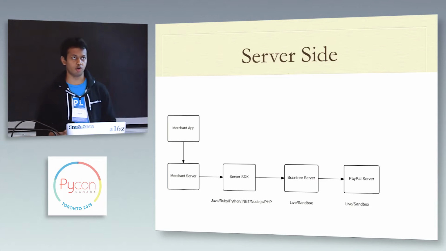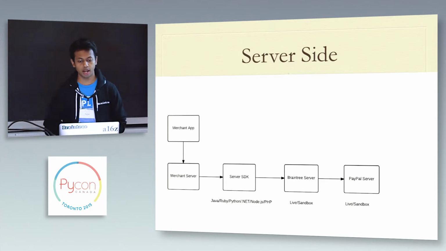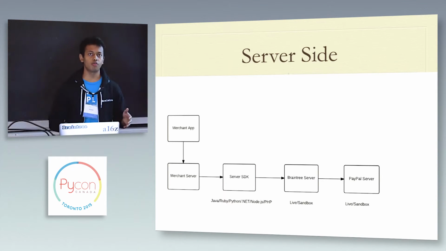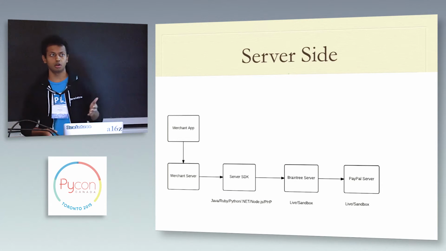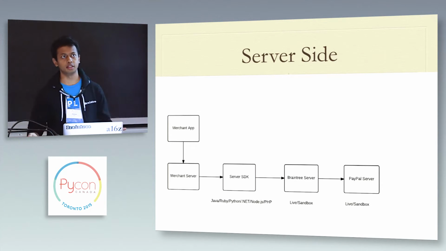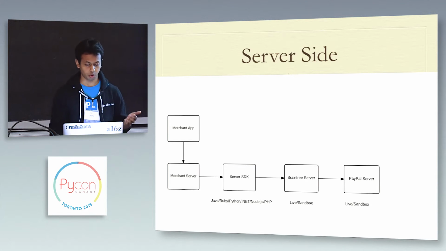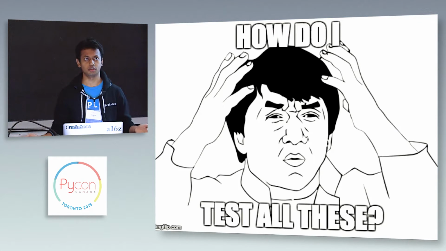These environments could be live or sandbox. So as you see, there are a lot of combinations of outcomes that are possible. So the question is, how do we test all this, right?